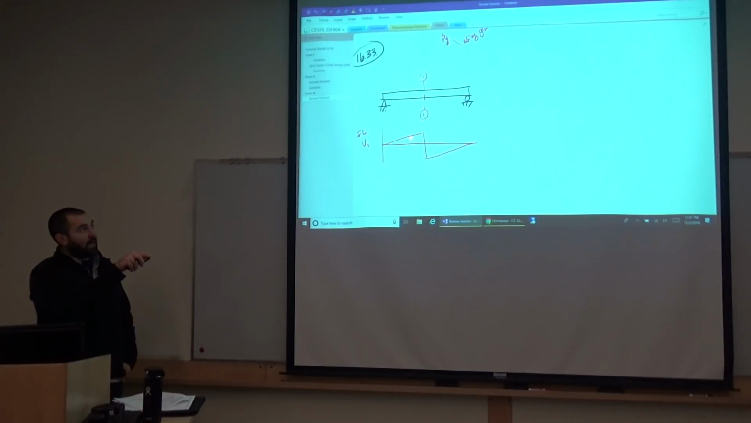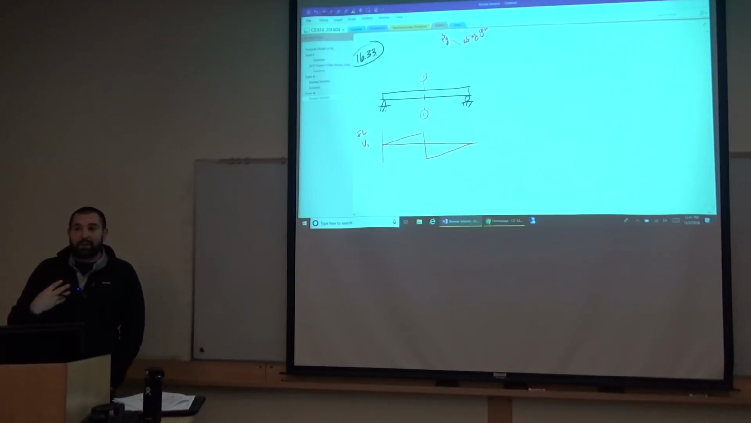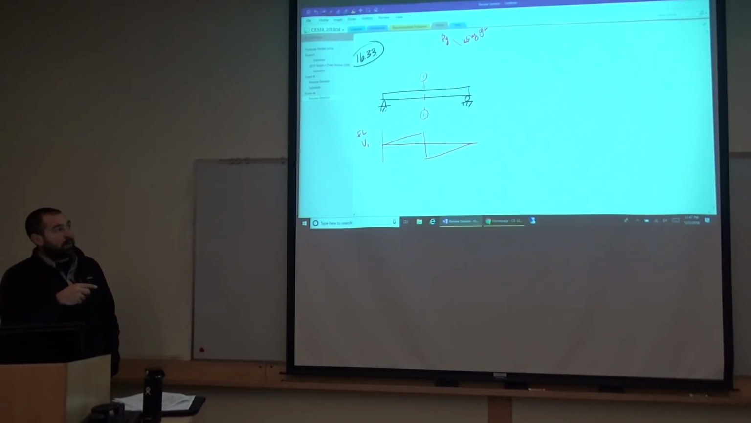If I load up the left, I get positive shear. If I load up the right, I get negative shear on section cut 1. So that's where the pattern loading comes into play. The dead load, we don't have an option. It all has to go on there. The live load, we would only load up one side.